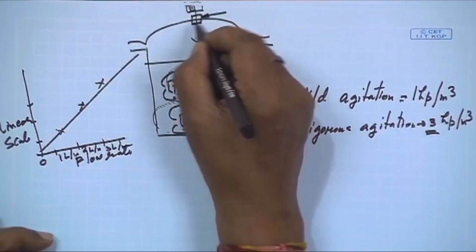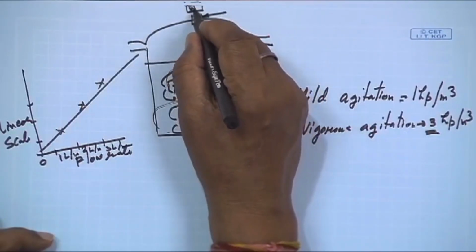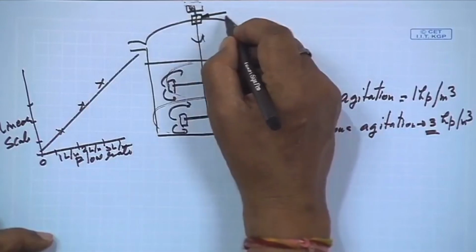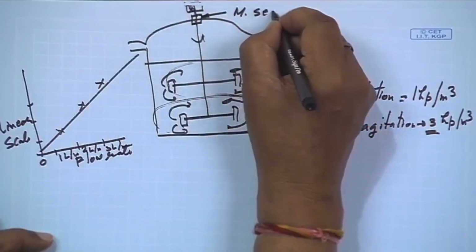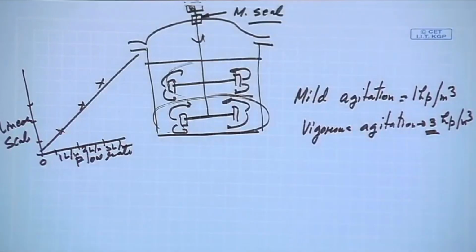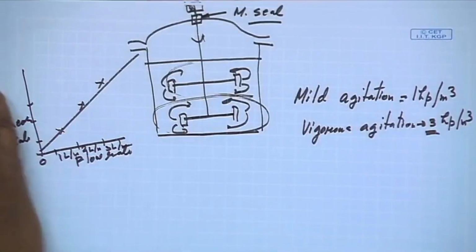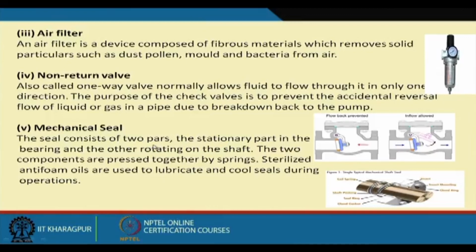have this connection between the motor and this shaft, where on the outside we have the mechanical seal, the M seal. This is the mechanical seal that we have. So the mechanical seal consists of two parts. This is the stationary part in the bearing, and the other is the rotating shaft. So one is stationary and the other is rotating.